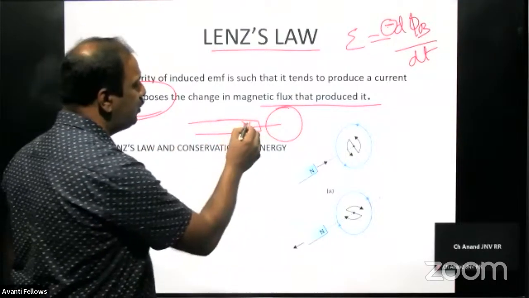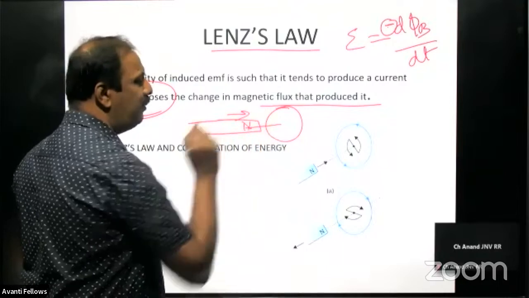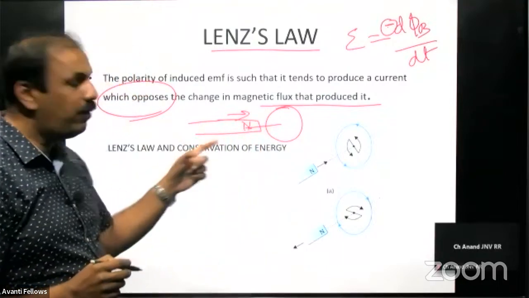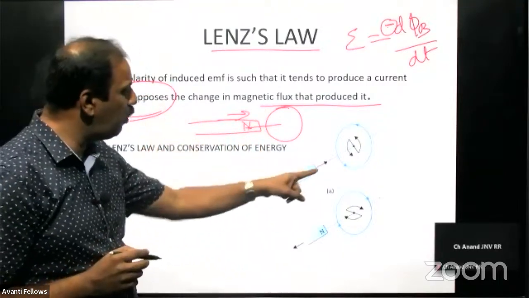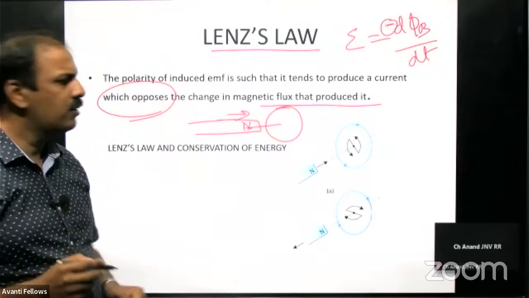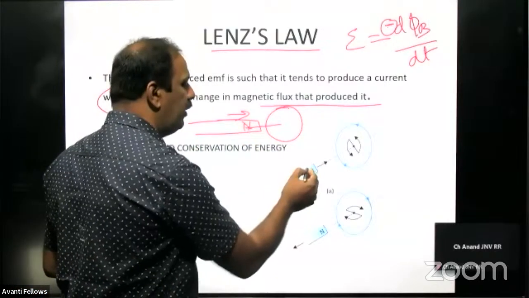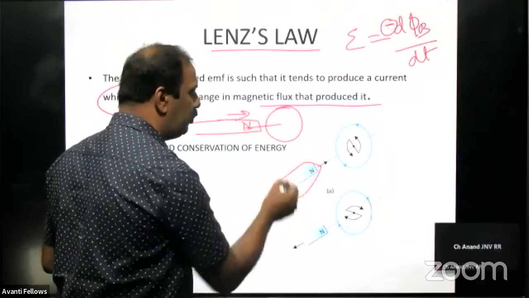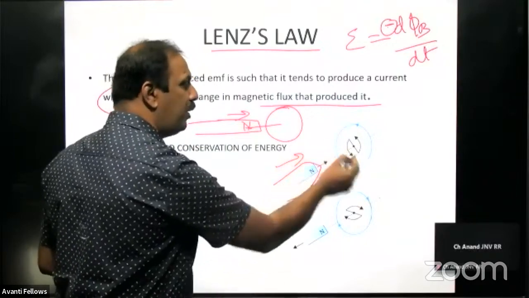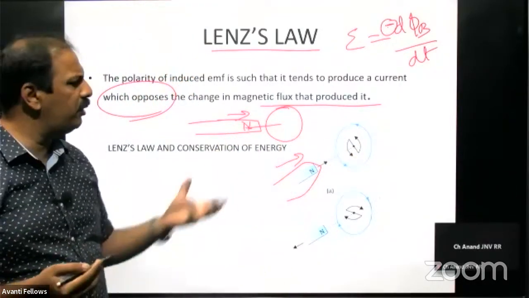Now, when you push this north pole toward this side, some induced current will be there. What our Lenz's law says is that it will oppose this one. We are pushing the north pole toward that side, and this one opposes it. Which can oppose a north pole?